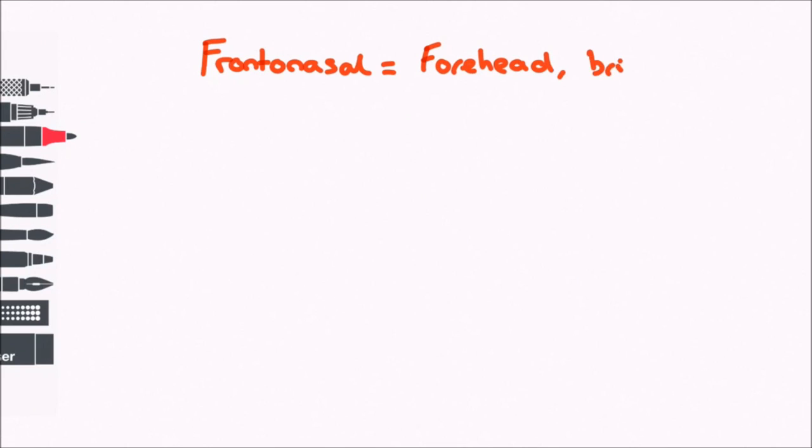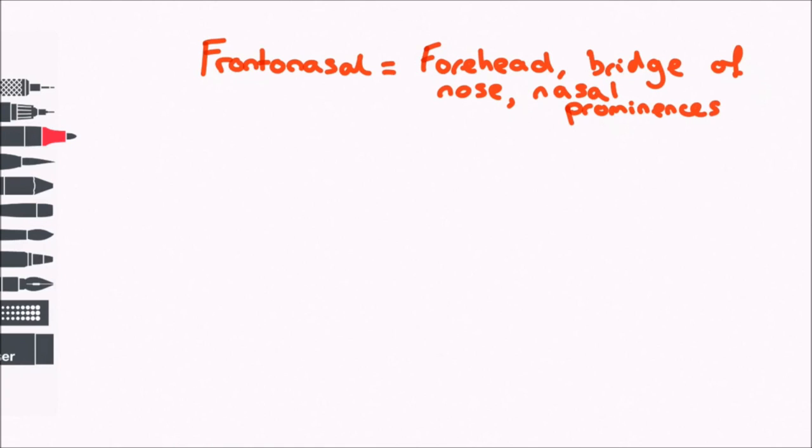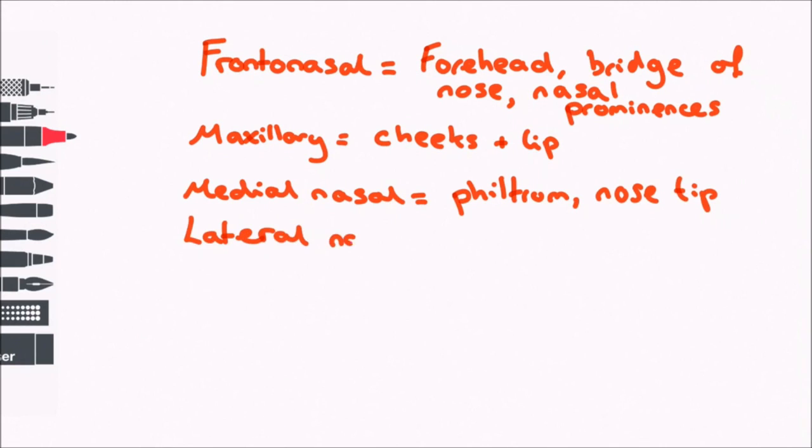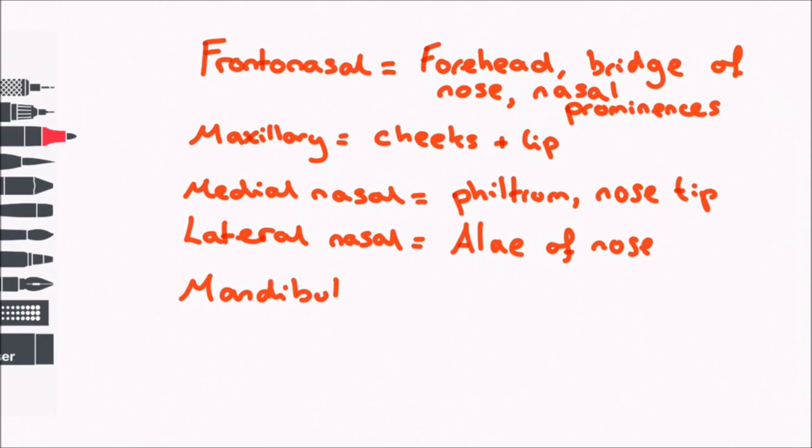Let's review what forms what. The frontonasal prominence forms the forehead, bridge of the nose, and medial and lateral nasal prominences. The 2 maxillary processes form the cheeks and the lateral portion of the upper lip. The medial nasal prominence forms the philtrum of the upper lip and the tip of the nose. The lateral nasal prominence forms the alae of the nose. The mandibular process forms the lower lip and the jaw.